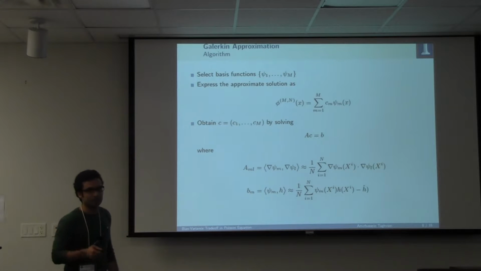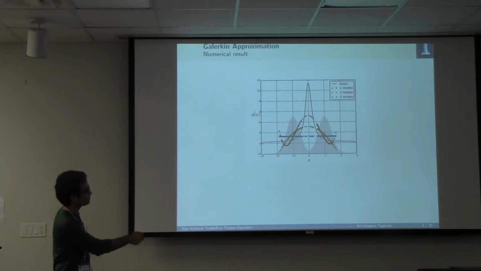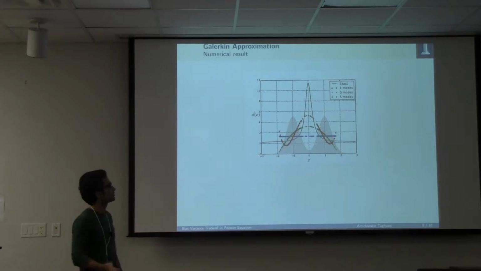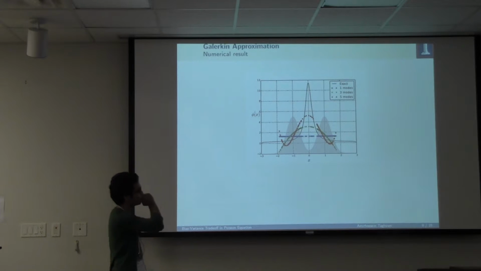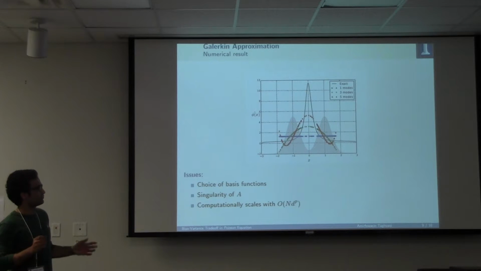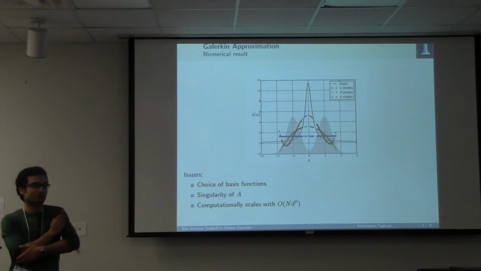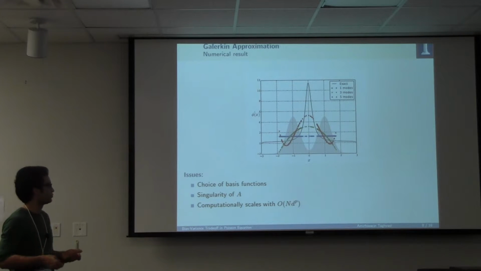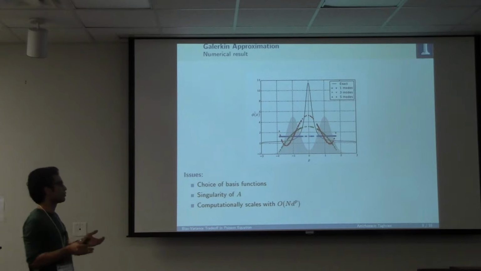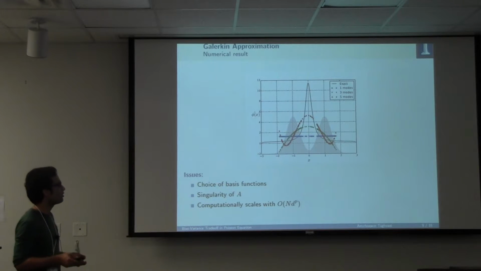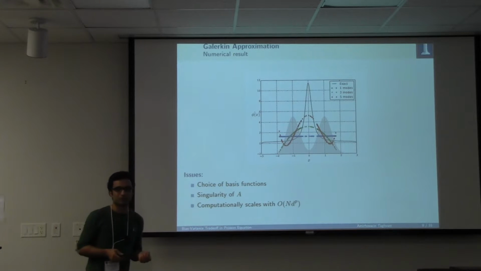So I'm going to apply this Galerkin approximation to the bimodal distribution problem. Here I'm using Galerkin with polynomial basis functions, polynomials up to degree 1, 3, and 5. And this is the result. The challenge in Galerkin approximation is the choice of basis functions. There is no systematic way to choose the basis functions, and there is no guarantee that your matrix A is well behaved. And also, it doesn't scale well with the dimension of the problem.